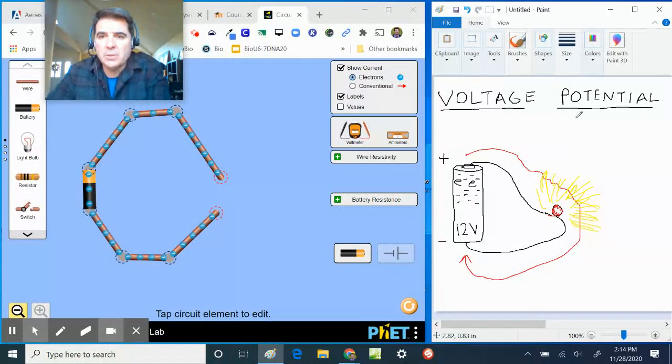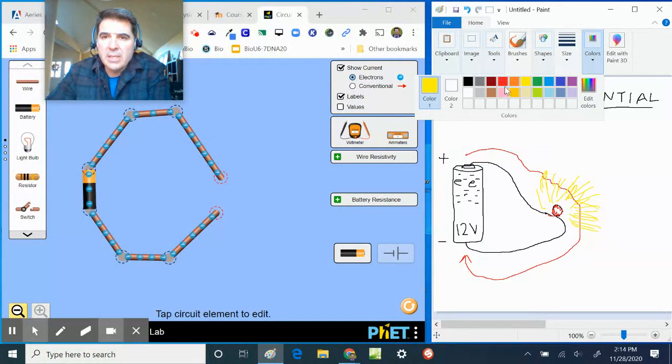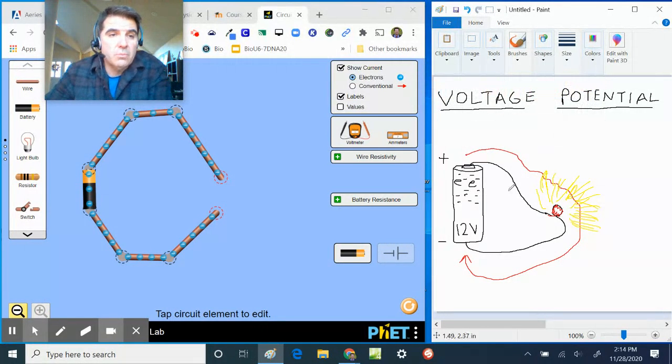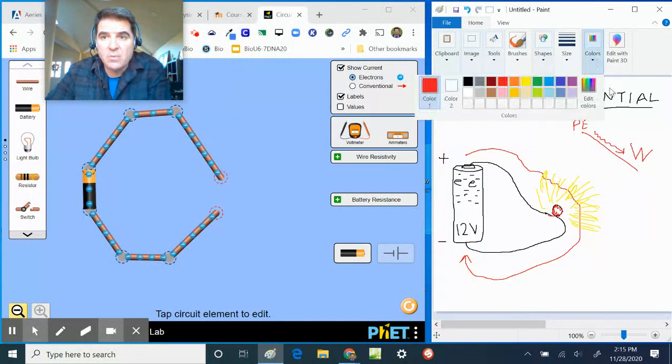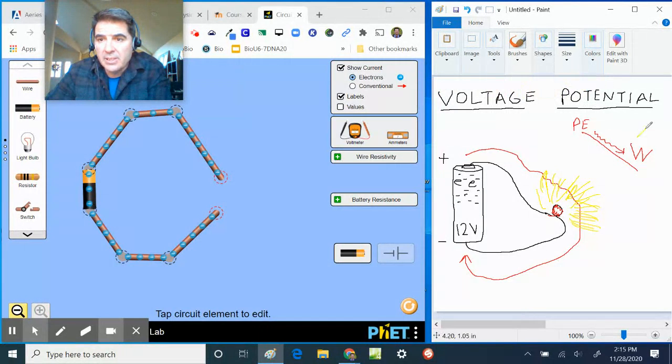This voltage potential is a lot like gravitational potential. This is the potential energy. The electrons are almost like they're at the top of a ramp, and as they go down the ramp, we can make them do work for us. But in this case, the work that they're doing is electrical work, and basically run a vacuum cleaner, or heat up an iron, or light your room.